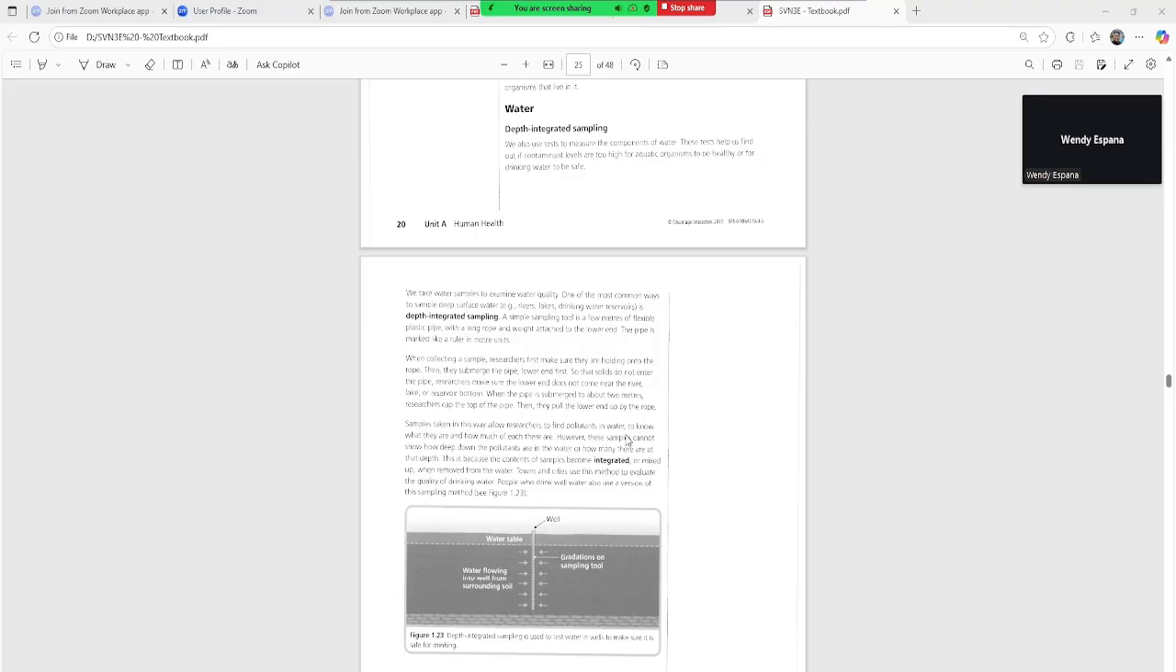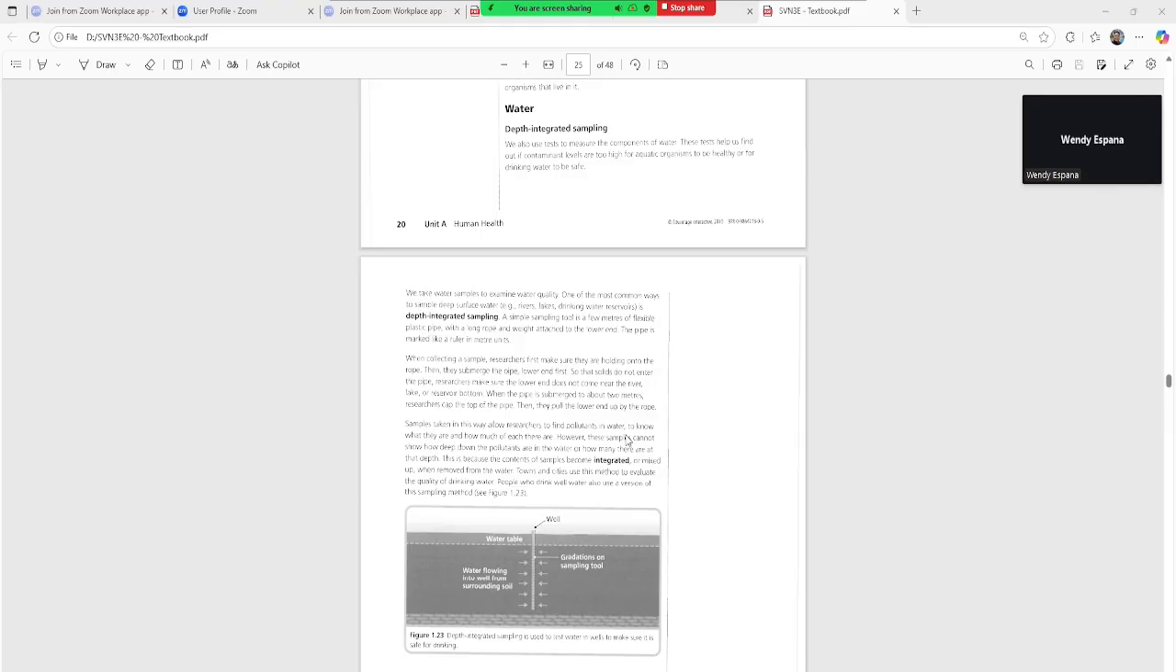So, depth integrated sampling is one of the tests that lets us know if the water, surface water, is healthy. So, we're going to describe the method, and then we'll look at what we can test in those samples.